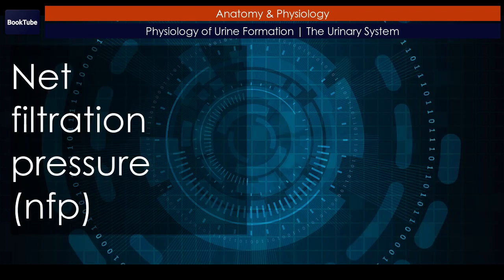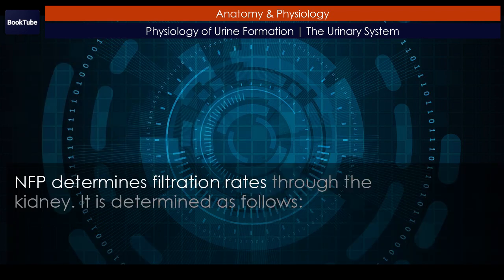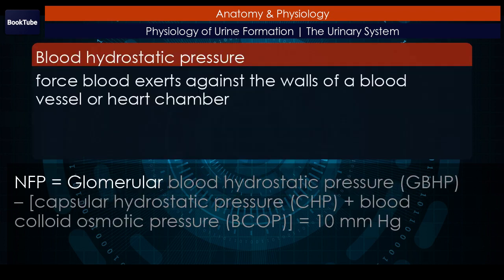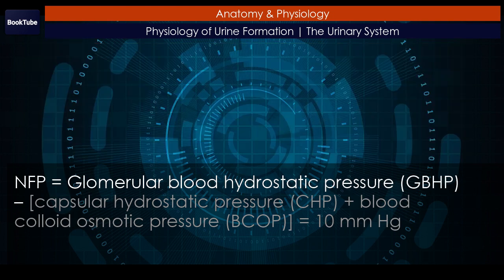Net filtration pressure, NFP. NFP determines filtration rates through the kidney. It is determined as follows. NFP equals glomerular blood hydrostatic pressure, GBHP, minus capsular hydrostatic pressure, CHP, minus blood colloid osmotic pressure, BCOP, equals 10 mm Hg.